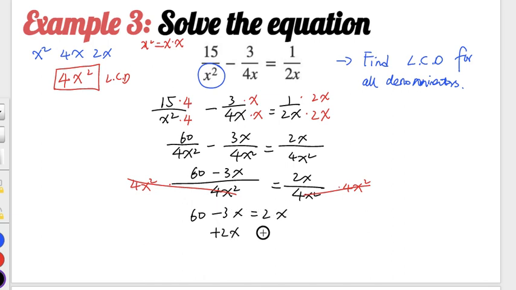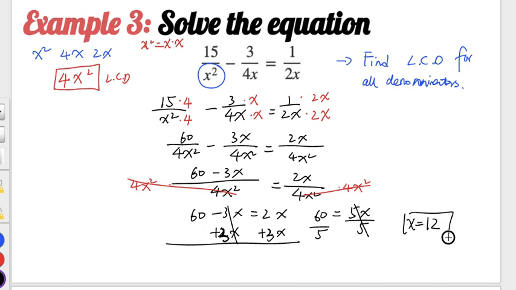We plus 2x on both sides. And this is going to be 60 equals plus 3x. So plus 3x, because we need to cancel 3x, right? So plus 3x is going to be 5x. And finally, we just divide by 5. So the answer is 12. Okay, see, it's not hard, right?